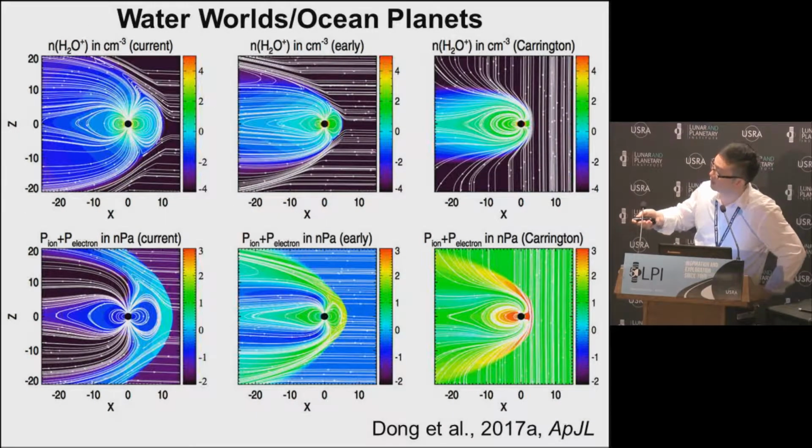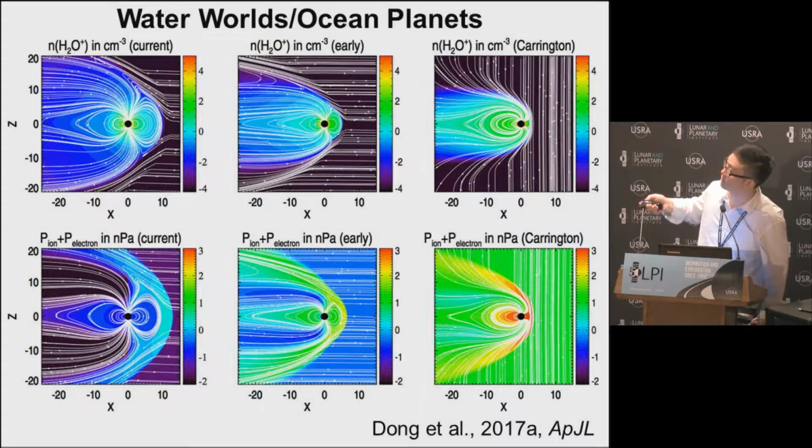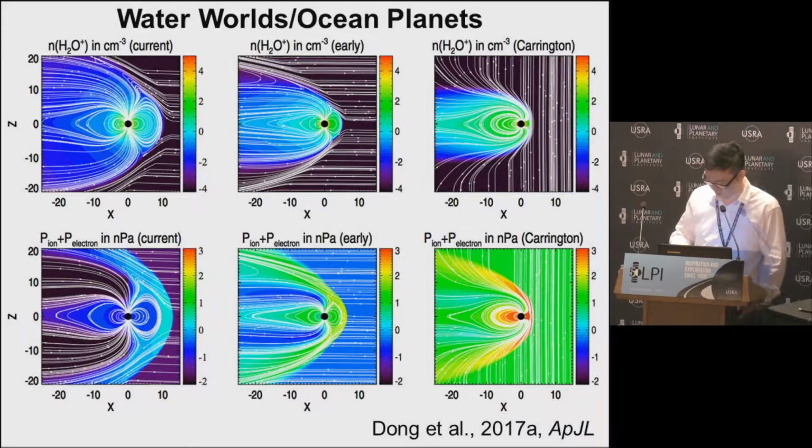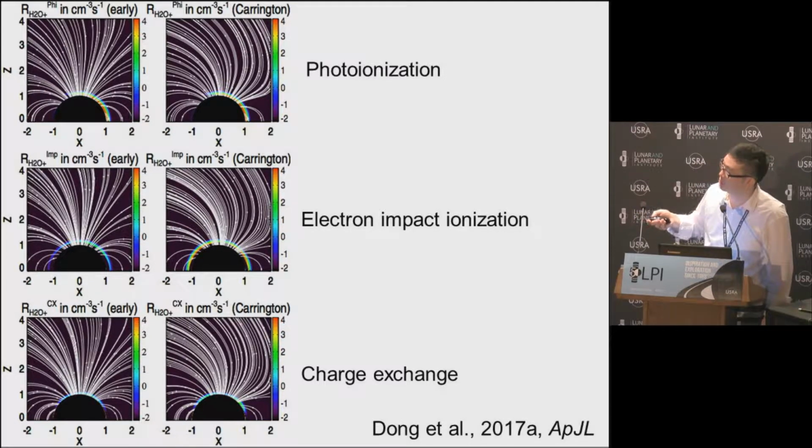The top panel here shows you how the water ions escape from the planet, and the bottom panel shows you the plasma boundary. Comparing the first column with the third column, we can see the plasma boundary is significantly compressed. And due to the reconnection on the day side, there's more open field line in the polar region, and those open field lines can provide an ion escape channel, as mentioned in Kevin's talk. Those ions can be photoionized, electron impact ionized, or generated by charge exchange.